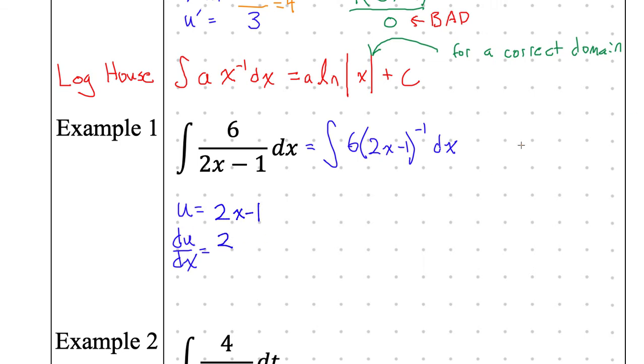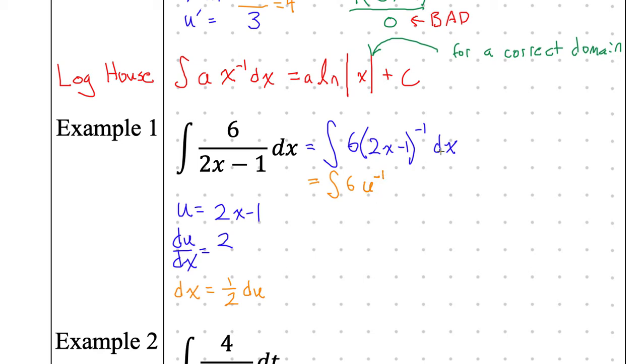And we are really good at skipping steps now. We need to solve for dx. So that's going to be 1/2 du. Let's go ahead and make our substitutions. So after making our substitutions, this is now the integral. I still have the 6 out front. This inside parentheses is 2x minus 1, so I'm just going to make this u.